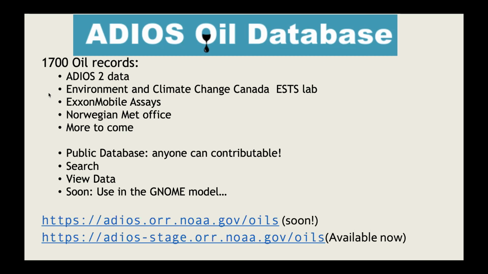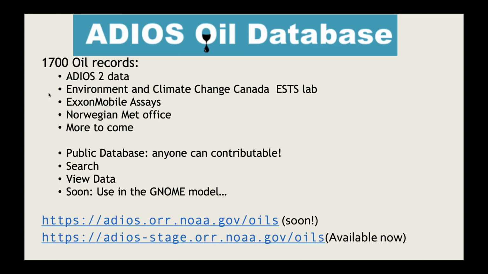So this database includes 1,700 oil records, which is all the data that was in ADIOS 2, as well as all the latest data from Environment and Climate Change Canada, a set of assays from ExxonMobil, and another set of data from the Norwegian Met Office. And as we stabilize the software, we're going to be collecting more and more data. Right now, we are working on a project funded by the Canadian Multi-Partner Research Institute to collect oil samples of the types of oils that we don't have currently well represented in the database, and those are being sent to the lab at Louisiana State for analysis and will be included in the database.